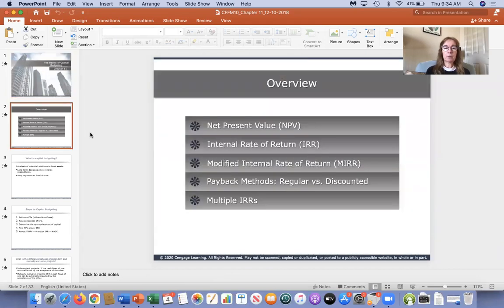First of all, this is an overview of what we're going to be looking at. We're going to talk about some of these methods. The most important method is the net present value method. Then we're going to talk about the internal rate of return, the modified internal rate of return, and the payback methods. Payback method is the simplest one, but doesn't really give you a whole lot of information. Then, as I said, the NPV is most important. Then we have the IRR and the MIRR. So we're going to be learning basically these 5 methods in this chapter.